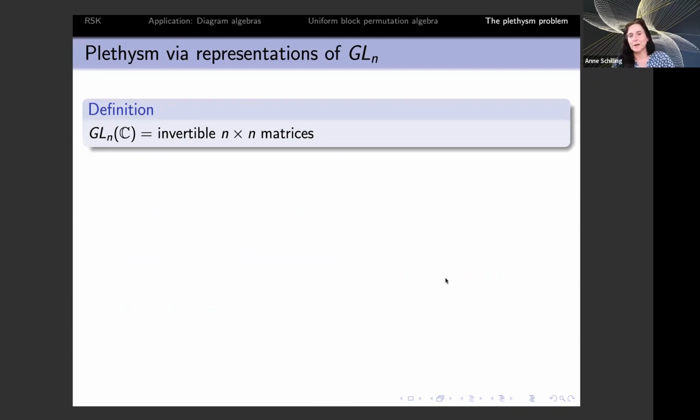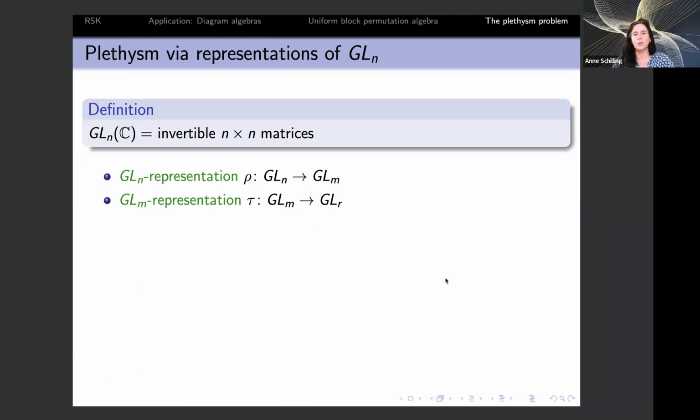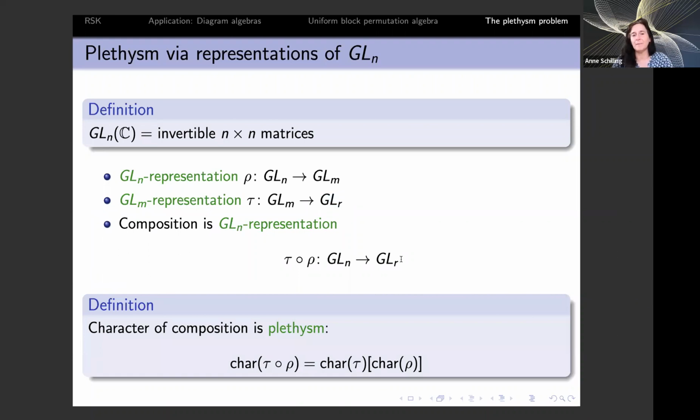Okay, so let's go back to GLN. For GLN, we are looking at n by n invertible matrices. And if you want to have a representation of GLN, one way to look at it is by a homomorphism from GLN to some other GLM, right? So that would give you a GLN representation. And similarly, if you look at GLM, you can get a GLM representation by looking at a homomorphism from GLM to, let's say, GLR. Once you have that, you can compose two such representations. So I'm going to compose tau with rho. That will give us a representation from GLN to GLR. And then you can ask what is the character of this composition. And that is also what's called plethysm.